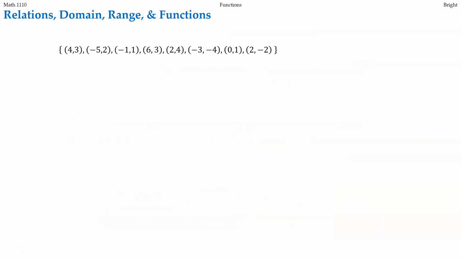When we look at relations, a relation is really just a set of ordered pairs. I said a set, so that's why we have these curly braces. It's a collection of points, and so this is a relation. We just have x, y, x, y, x, y, whatever, keep on going, and that's going to be a relation.